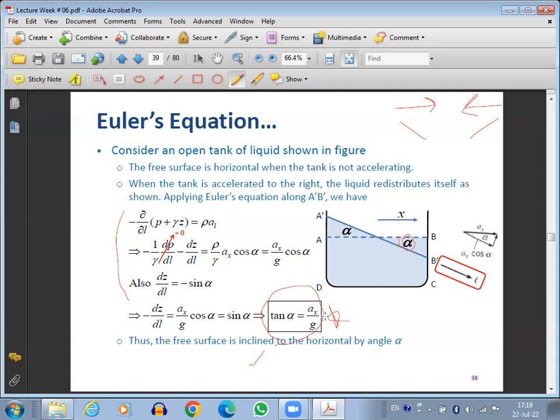So because you know g, and the acceleration was actually given, not found out. It was given in the question. How much was the deceleration? Just put the value of acceleration, put the value of g, and find out alpha.